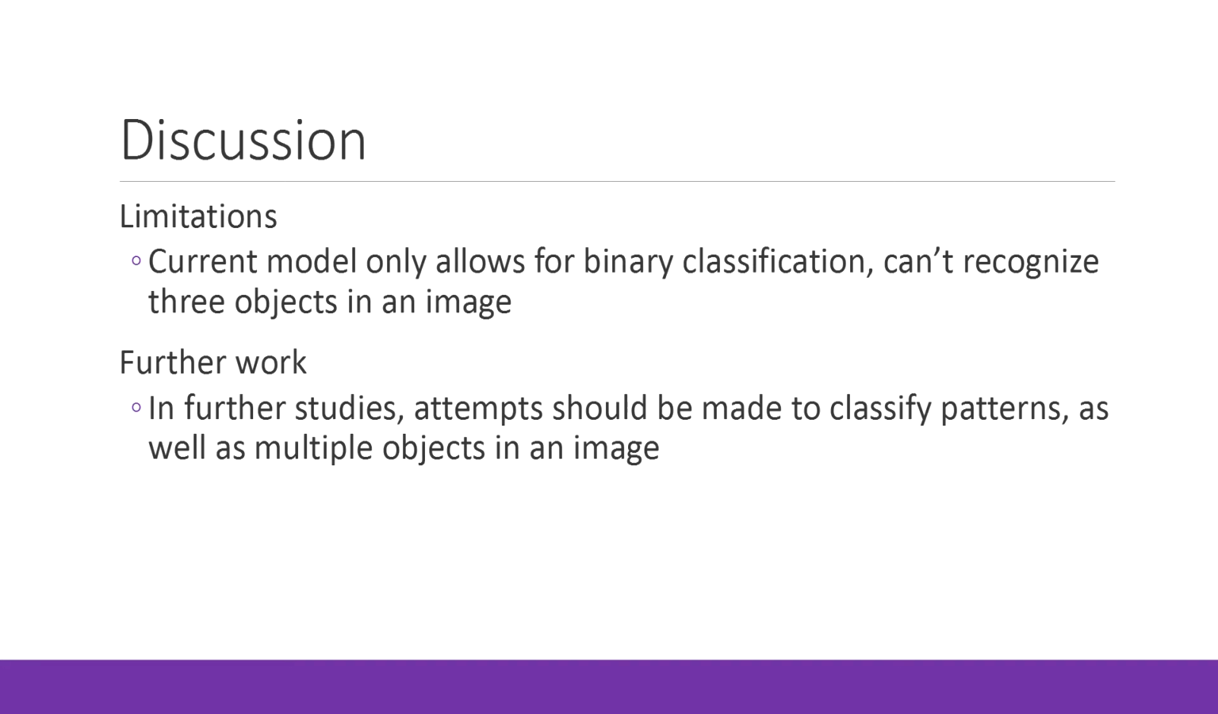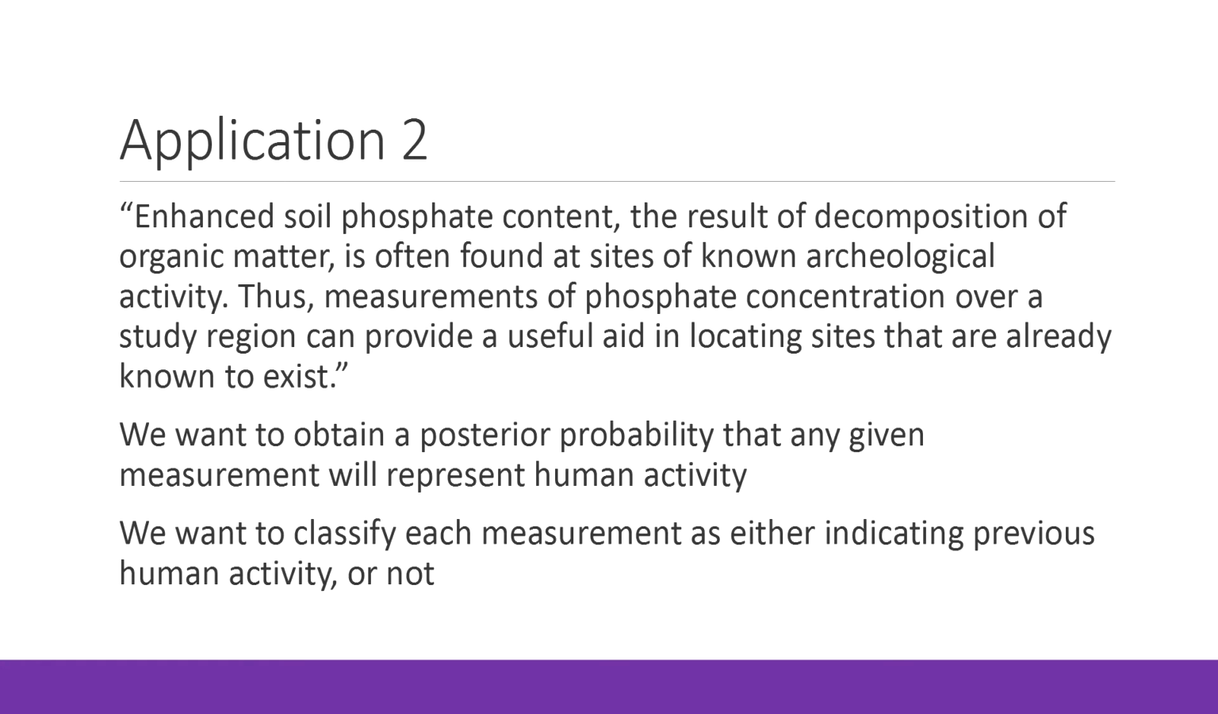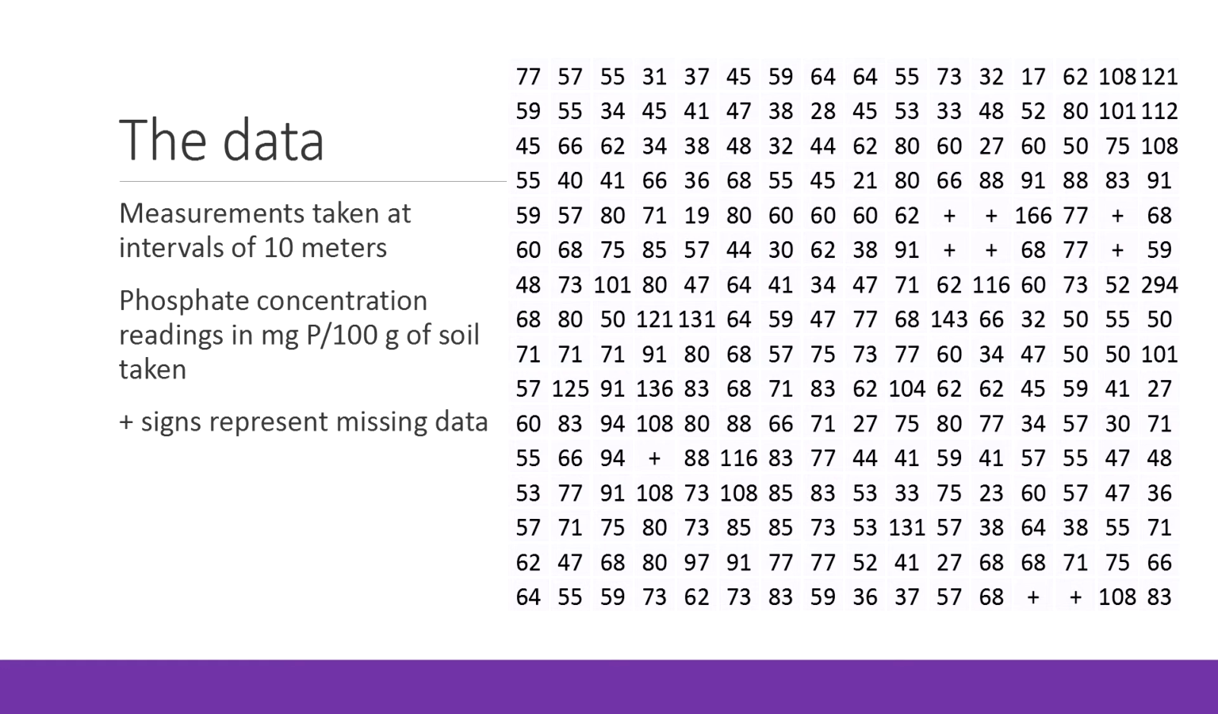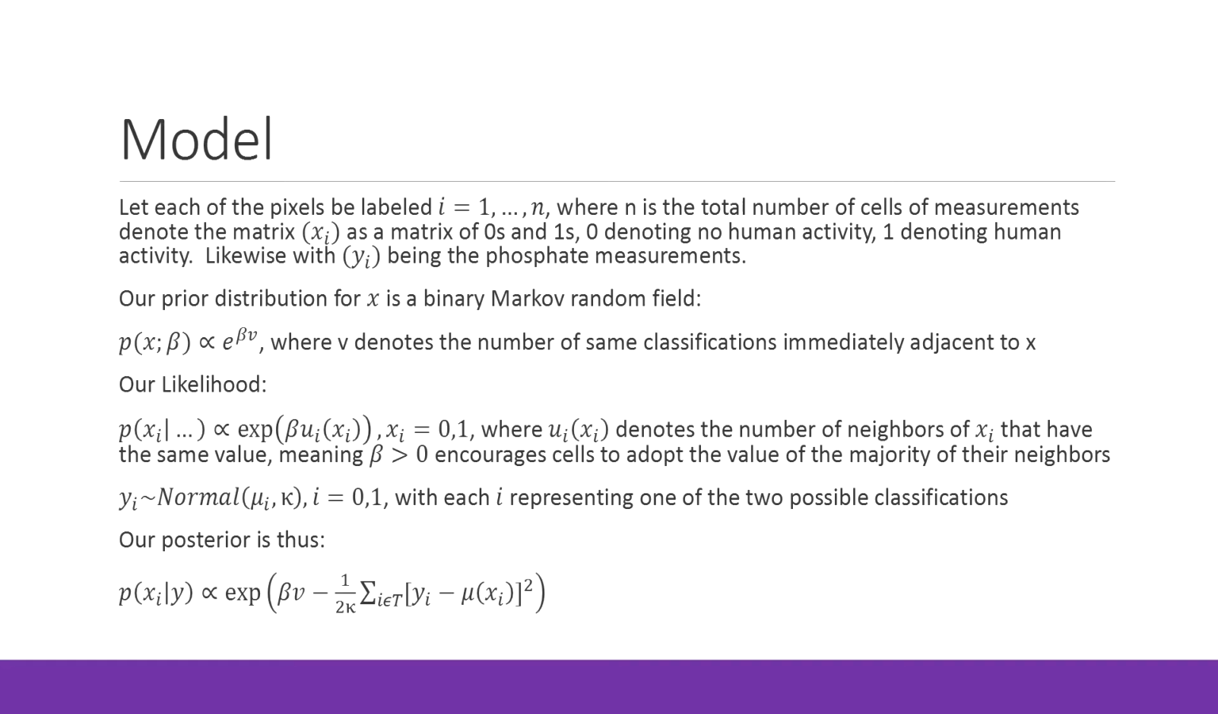But in the next application, we're going to be doing something a little bit different, but still in the same vein. So for application 2, we're looking at human activity in this archaeology site using phosphate measurements. The data looks like this. We have some missing values, which are represented by pluses, and the rest of it is just these phosphate concentrations, higher concentrations corresponding to a higher likelihood, essentially, of human activity. And these measurements are taken at 10-meter intervals. The model is a little bit deeper this time, and it also will allow us to look at a posterior probability of any given cell either indicating human activity or not.